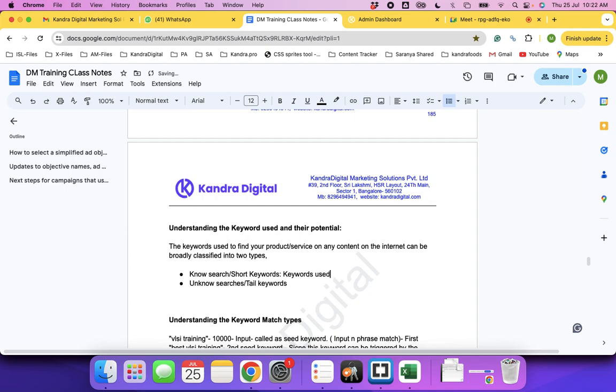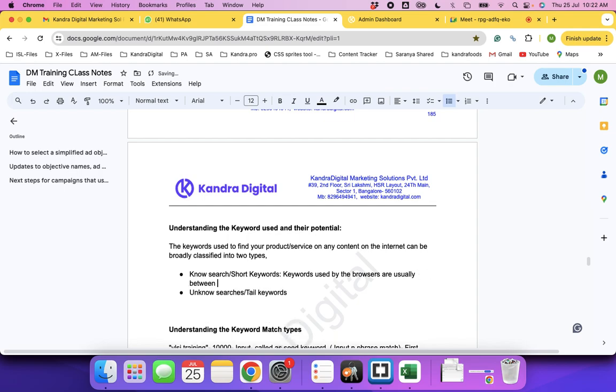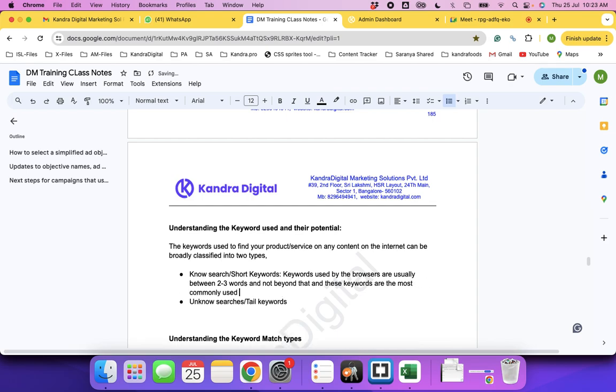Keywords used by the browsers are usually between 2 to 3 words and not beyond that, and these keywords are the most commonly used keywords by the public, and hence the number of searches will be very high for every short keyword.